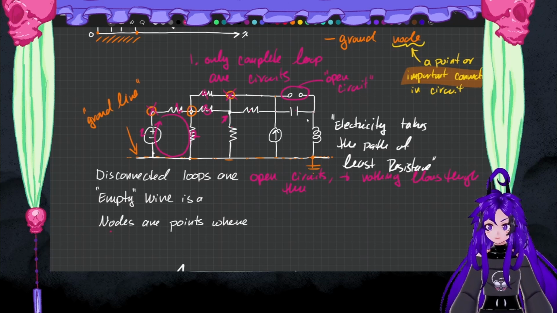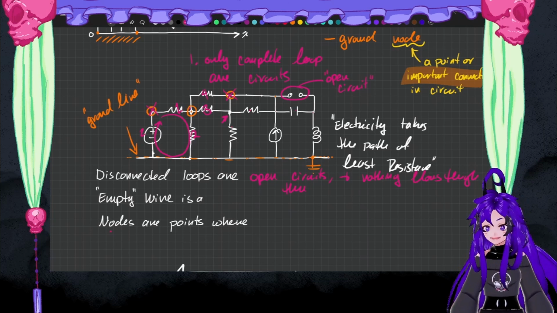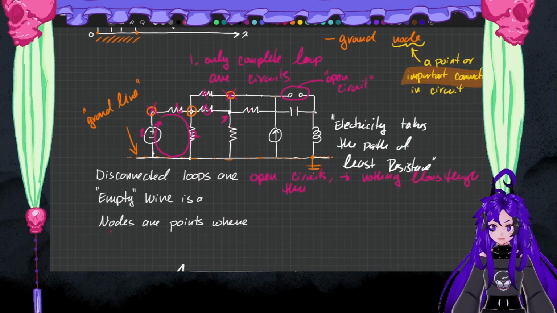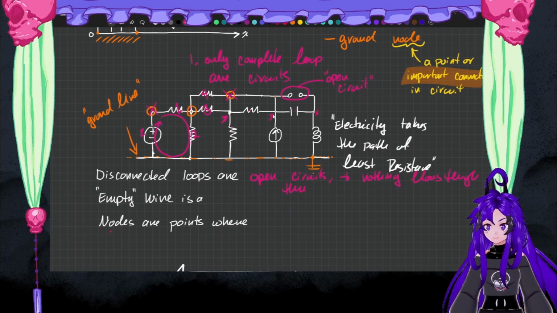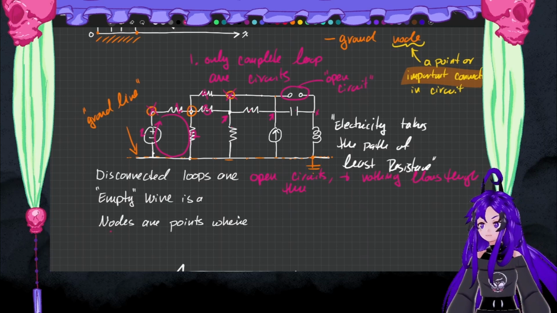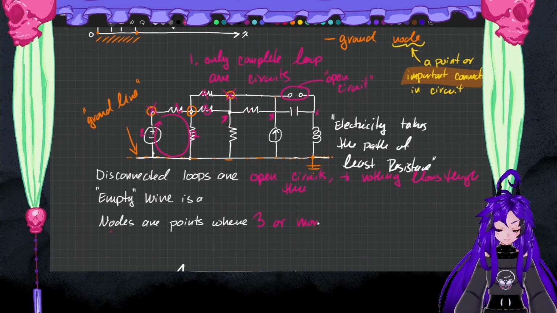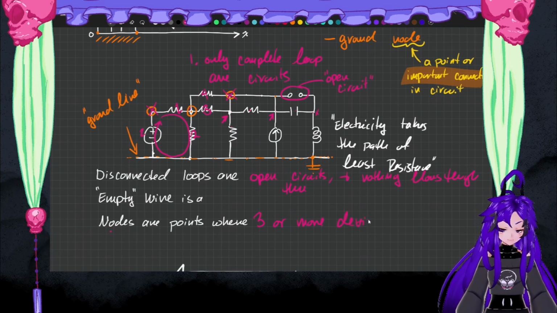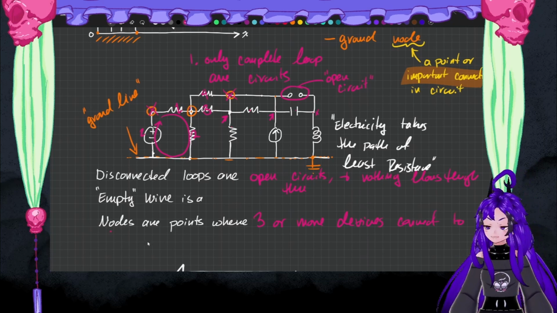How about this one? 1, 2, well, there's nothing happening here. Also, we know that this wire is effectively dead because this is an open circuit, so especially no. So this one, not an important node, not a node. This one's a node, this one's a node. So nodes are points where 3 or more devices connect to the same place.